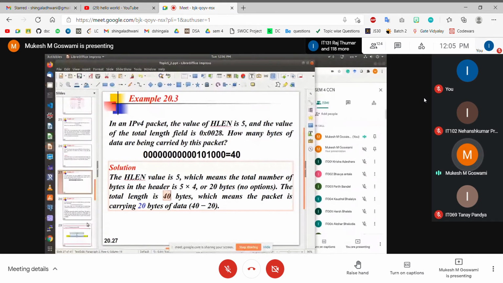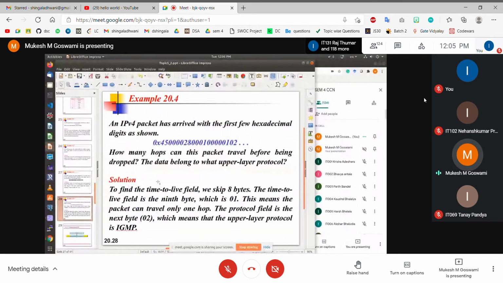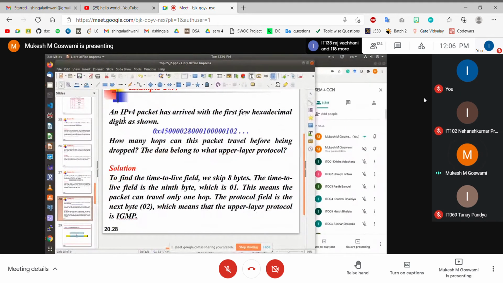Hope that makes sense, right? So let us try to understand the next field here, where an IP version 4 packet has arrived. These are the first few hexadecimal digits. Here the number is mentioned in terms of hexadecimal digits. Every hexadecimal digit is made of 4 bits. So when I say hexadecimal, we just have to make sure that every hexadecimal digit in turn is represented by 4 bits, right? This is the value of the received packet, mentioned in terms of hexadecimal.